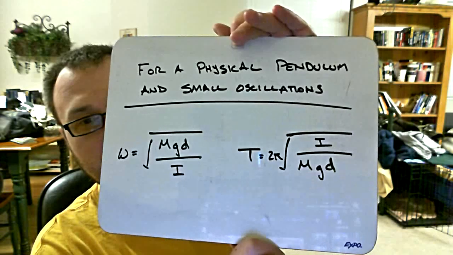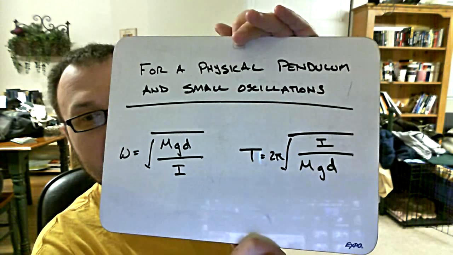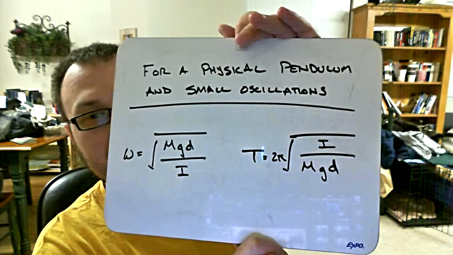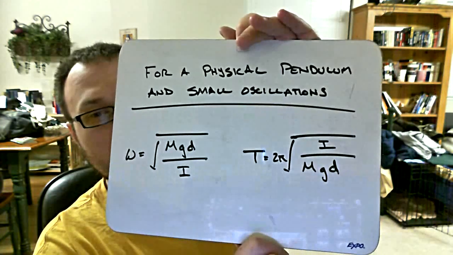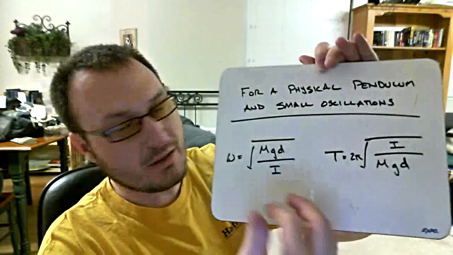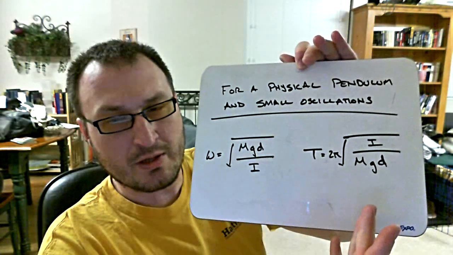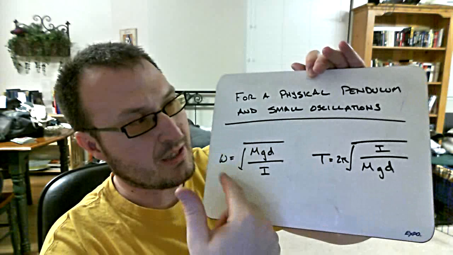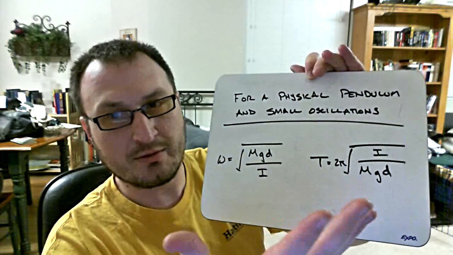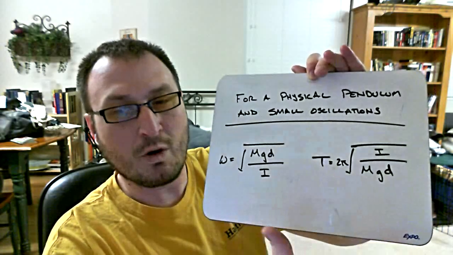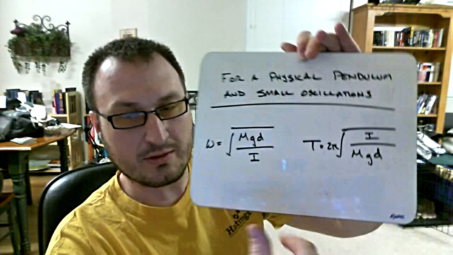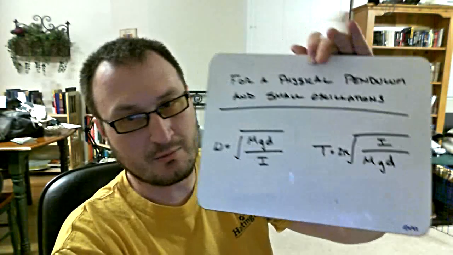Omega equals the square root of mgd over I, or the period T equals 2 pi times the square root of I over mgd. And you remember all your equations, hopefully, that relate angular frequency to a period, to a regular frequency, or whatever. And you can manipulate all those. If you know one of these, you can easily get the other one, of course. We're going to use that one there for omega, though.